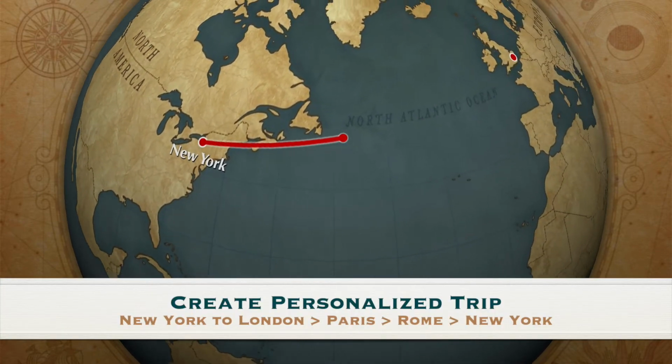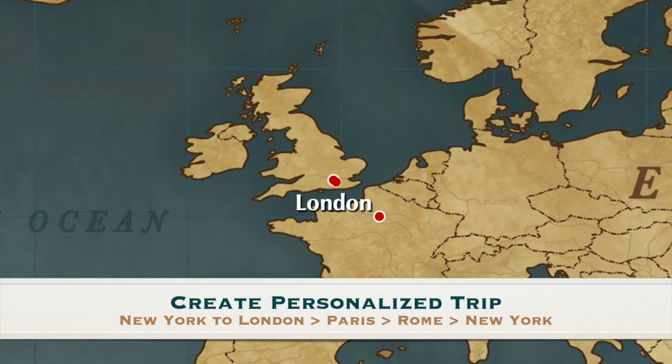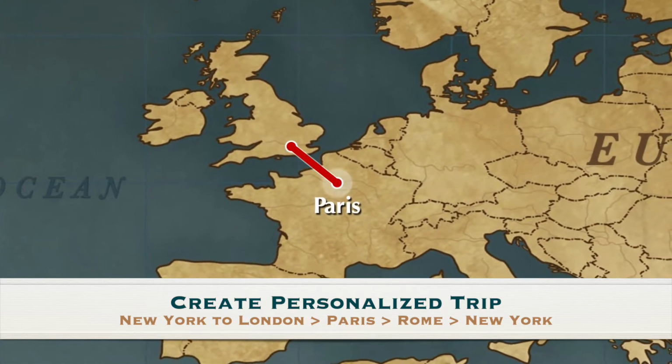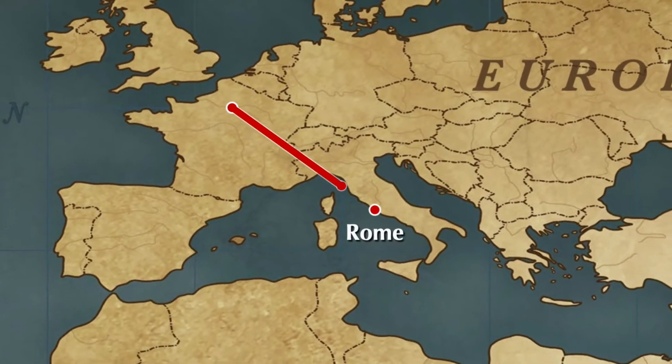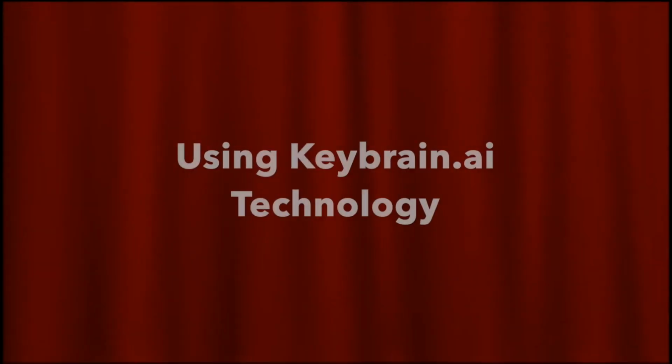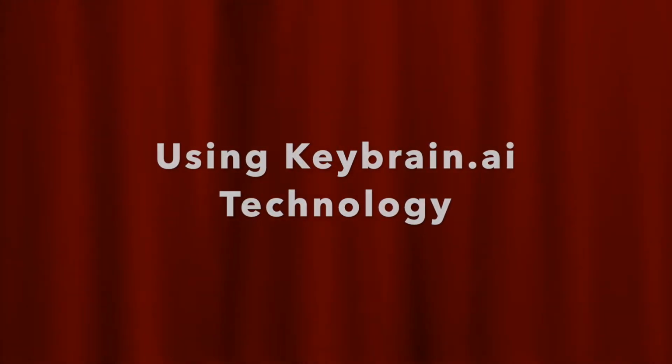Keytours Vacation's software technology arm, Keybrain, has developed a sophisticated travel booking and management system. This system makes it easy to personalize complex trip itineraries. In this video, we'll show you an example of how to use the system as we personalize a trip from New York to London, Paris, and Rome, returning to New York from Rome.